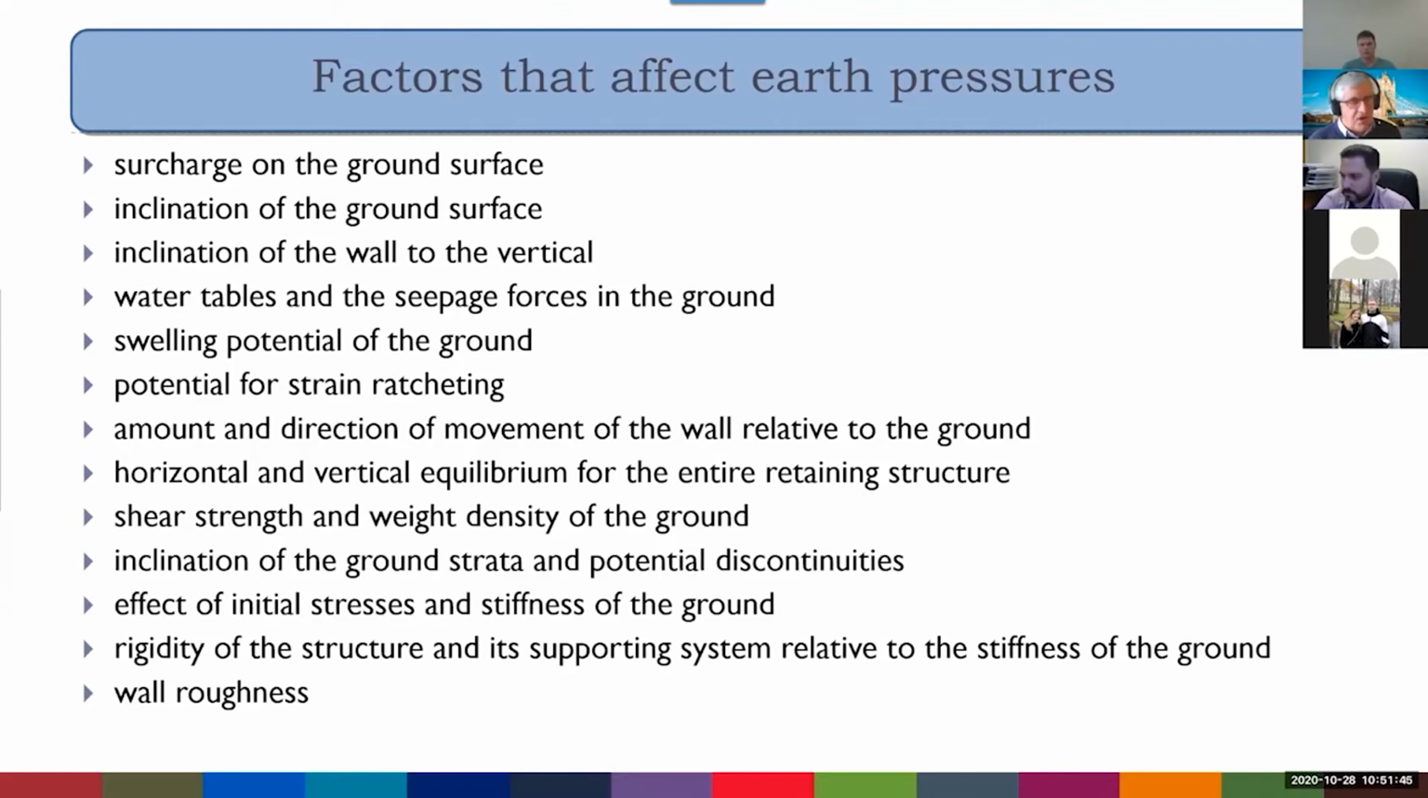Inclination of those ground strata, initial stresses in the ground. Have we got an over-consolidated clay or a normally consolidated clay? The horizontal stresses can be very different in those materials. And then the rigidity of the structure itself and any supporting system. And wall roughness. So there's a vast number of elements and properties that come into the design.